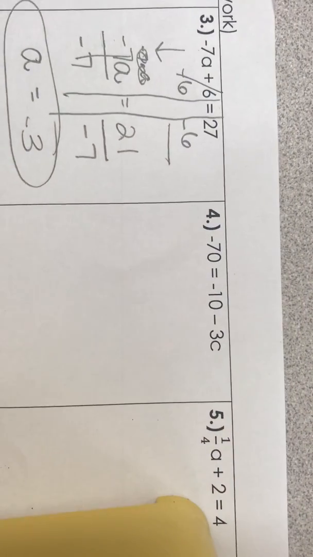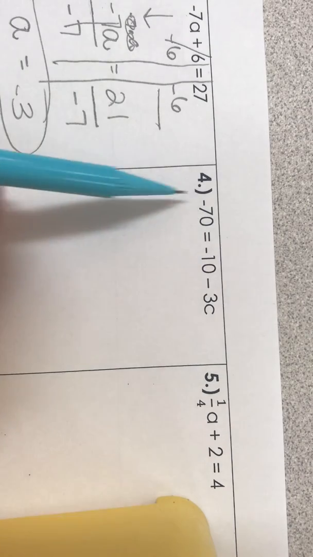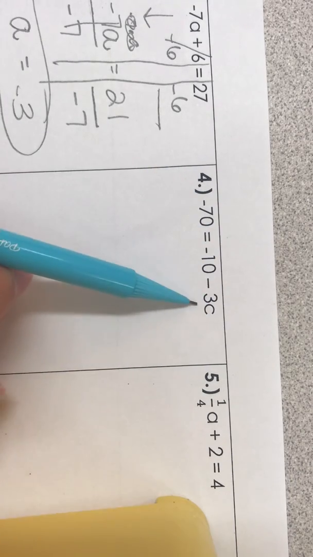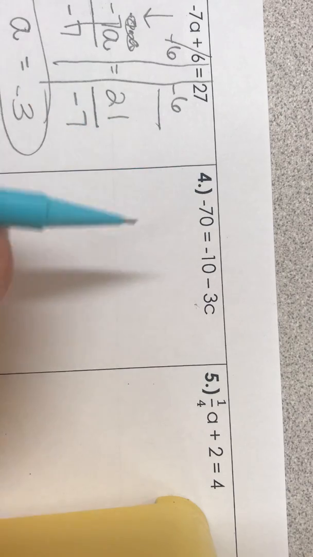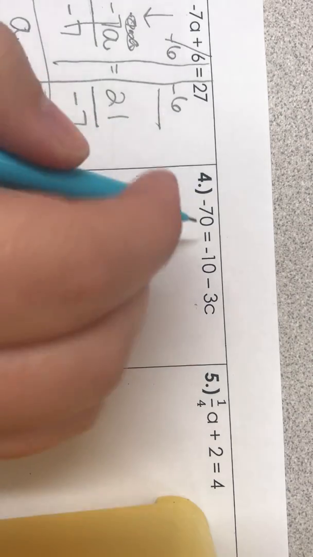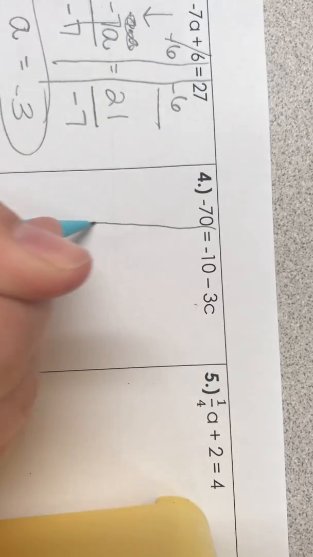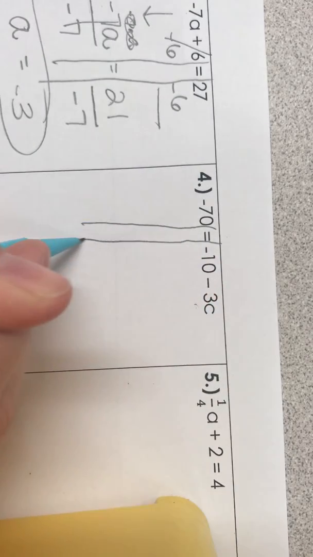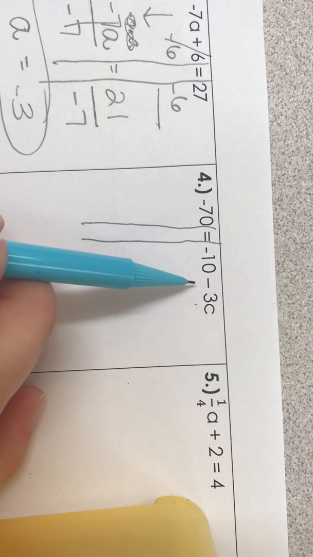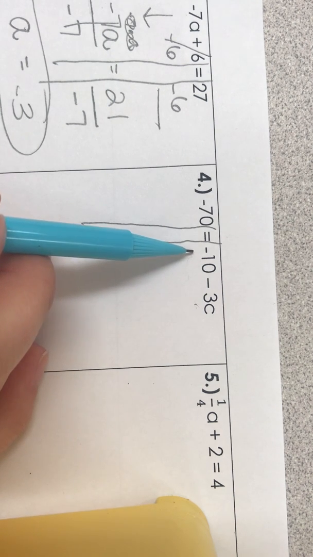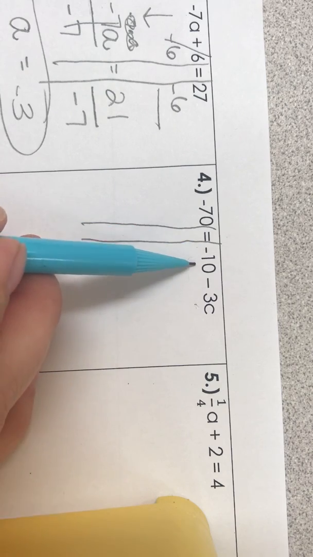Number 4, they flipped this around. Usually your variable, the letter, is on the left side of your equation. This time they flip-flopped it. We solved the problem in the exact same way. I start on the side that has my variable, and I take care of the number that's by itself first. So the number by itself is a negative 10.